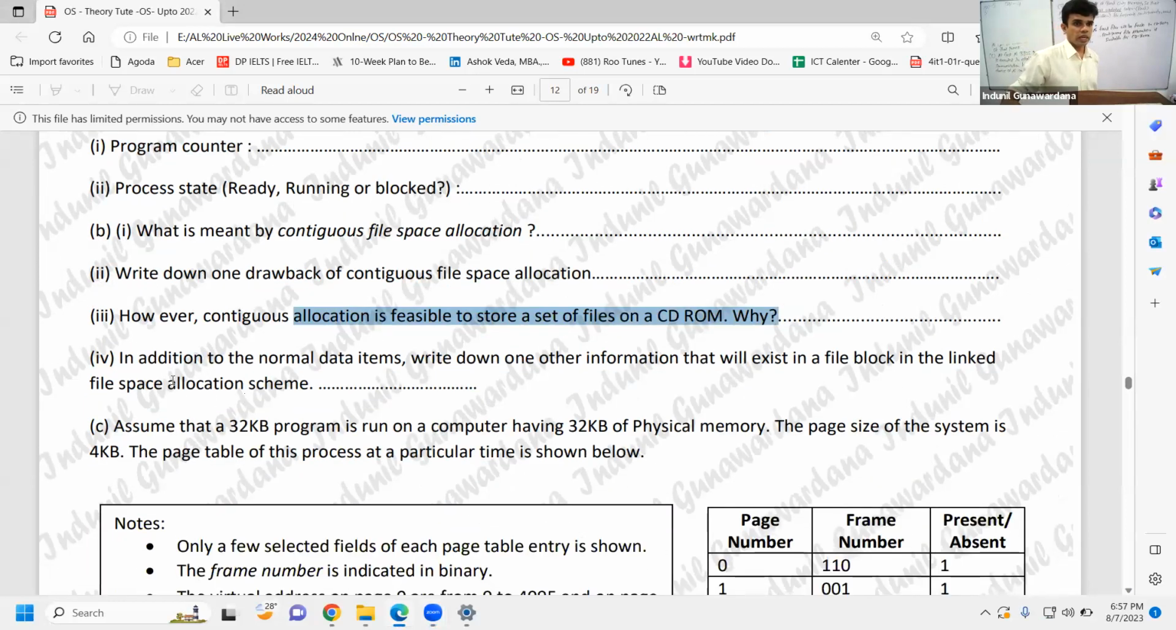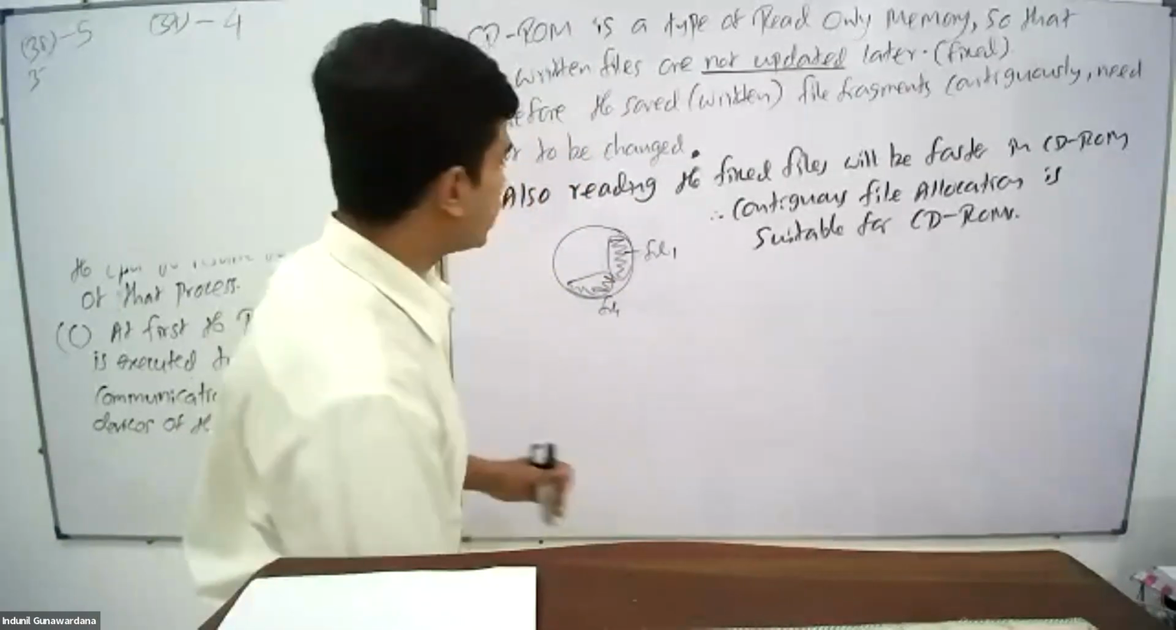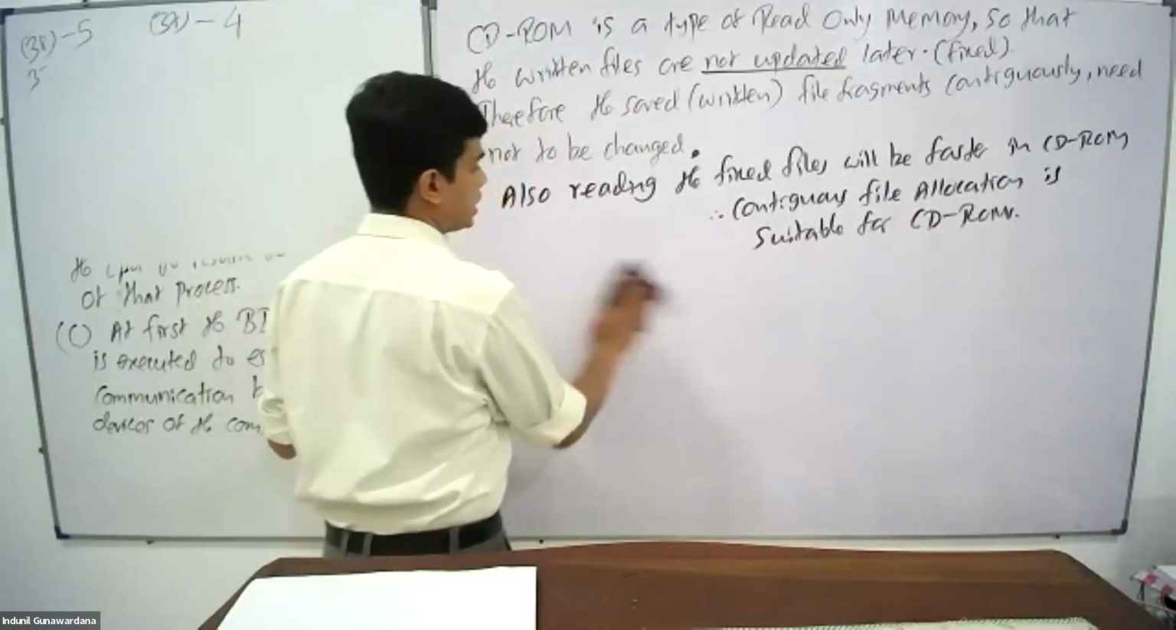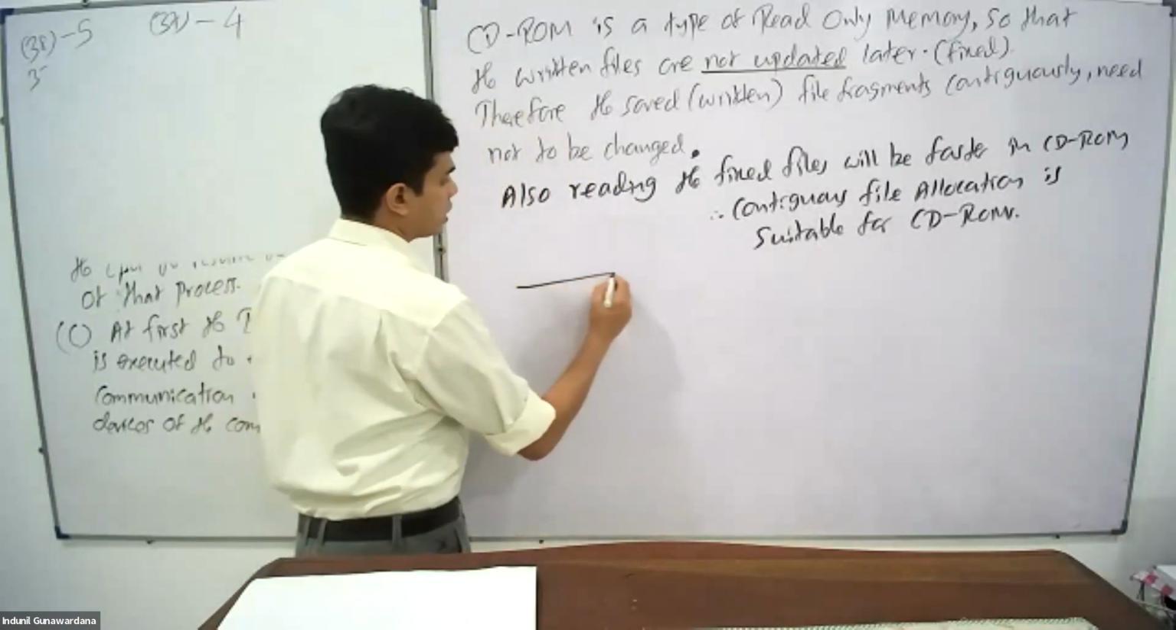Okay. Then, in addition to the normal data items, write down one other information that will exist in file block in linked file allocation scheme. Can you remember the linked allocation? In addition to the normal data. In linked allocation, how it is going to be? I said that already. Linked allocation, now this is the file.